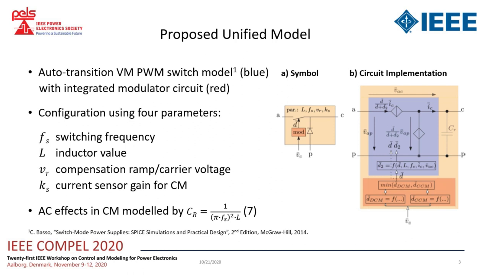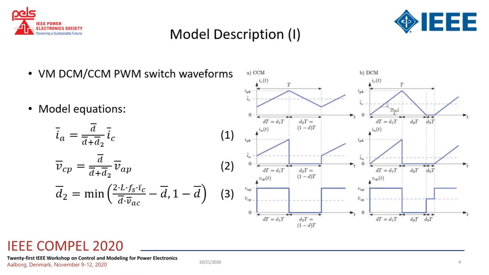AC effects in current mode are modeled by including a capacitor across the common to passive terminals as shown on the right in the circuit implementation. The auto transition voltage mode PWM switch model, which is part of the proposed modeling approach presented here, is summarized using the waveforms and equations shown on this slide.